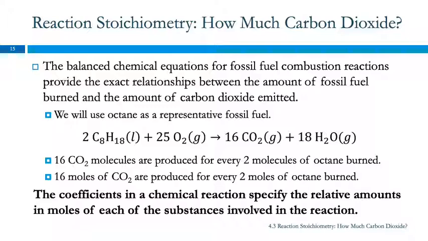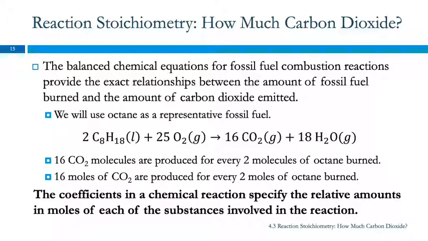We're going to use octane as a representative fossil fuel. Now, this is an approximation, an estimate. So octane reacting with oxygen to form CO2 and water. And you look at these coefficients and you're like, those are big numbers. Yeah, that happens sometimes. But 2 times 8, there's 16 carbons here, 16 carbons there. 2 times 18, 36. 18 times 2, 36 hydrogens. 50 oxygens. Here we've got 32 plus 18, 50 oxygens.